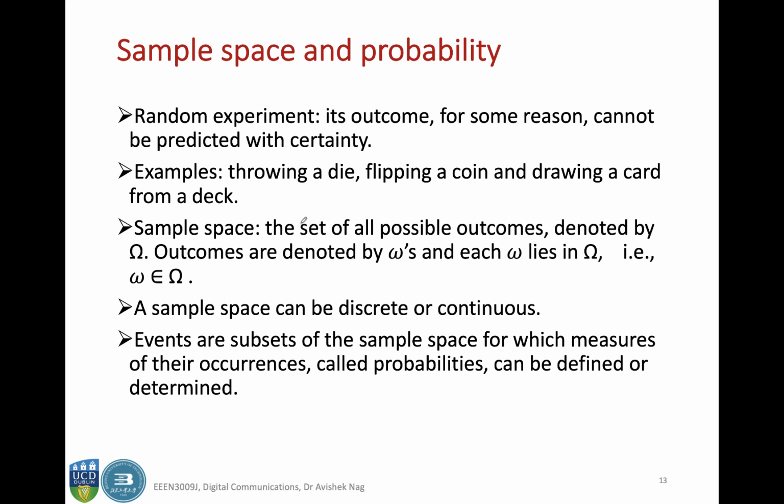And then there are events, which are subsets of the sample space for which measures of their occurrence, called probabilities, can be defined or determined. In the die throwing experiment, there are 6 outcomes, and each of those is an event. The event that a 1 occurs when you throw a die has a probability, or chance of occurrence, of 1 over 6. Out of all 6 total outcomes, there is a 1 over 6 chance of getting a 1. Similarly, there is a 1 over 6 chance of getting a 2, and so on. These are the subsets of the sample space for the die throwing experiment, and these are called events.